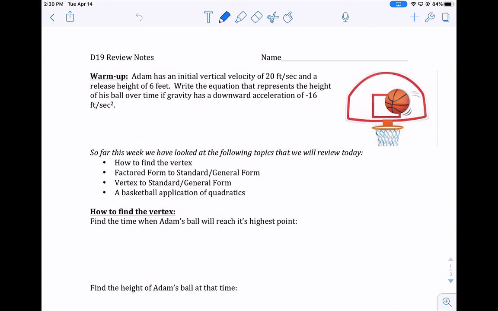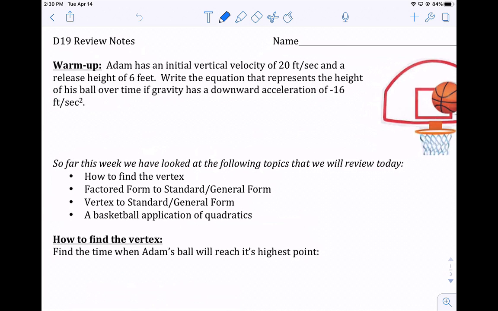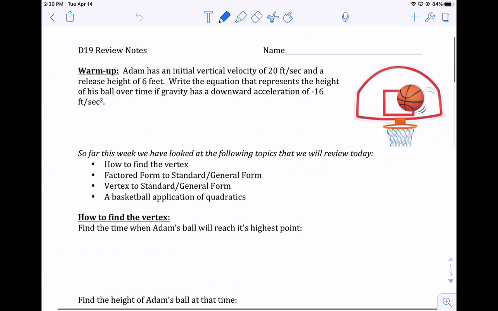Day 19, we're going to review some of the main ideas from part 3 of the quadratics unit. So, warm up. Atom has an initial vertical velocity of 20 feet per second and a release height of 6 feet. Write the equation that represents the height of his ball over time if gravity has a downward acceleration of negative 16 feet per second squared. So I'm going to underline the important information.